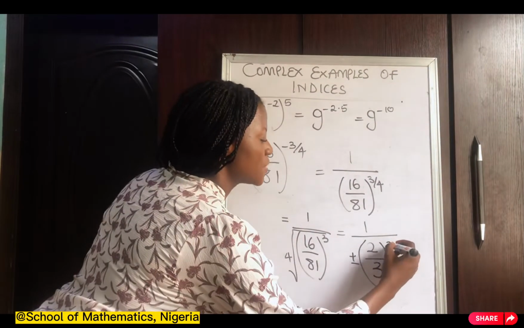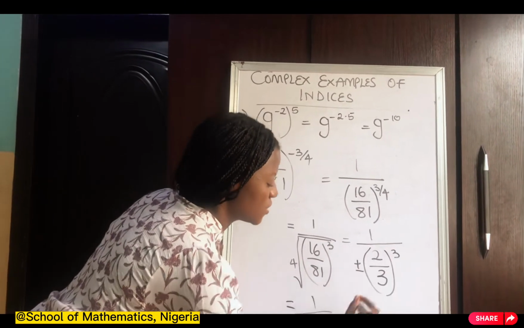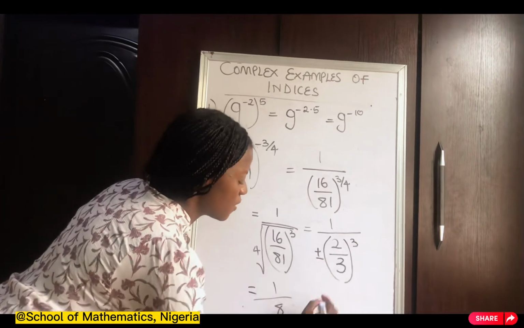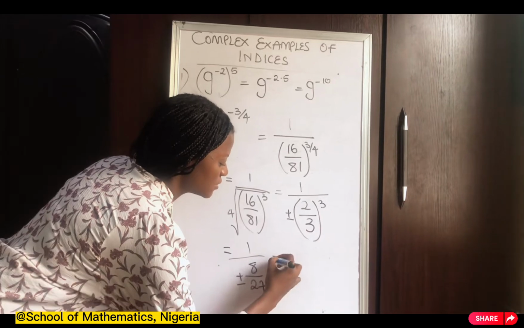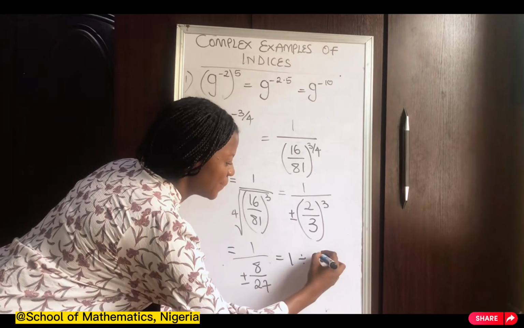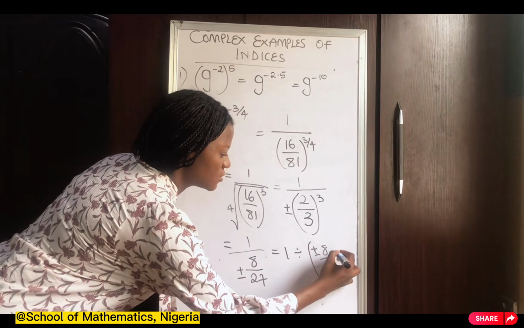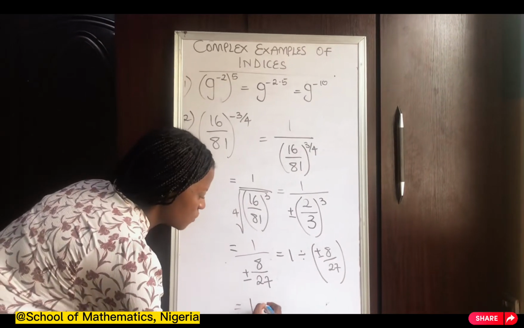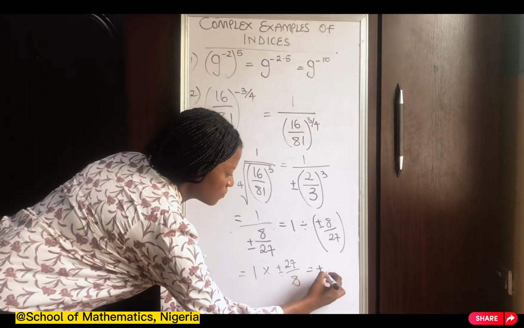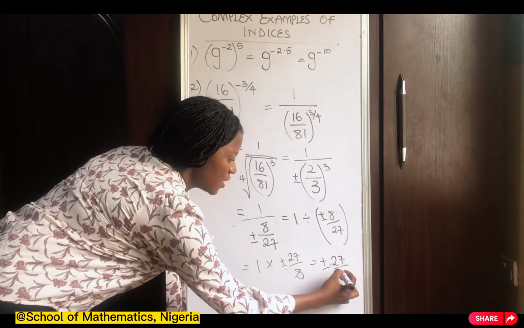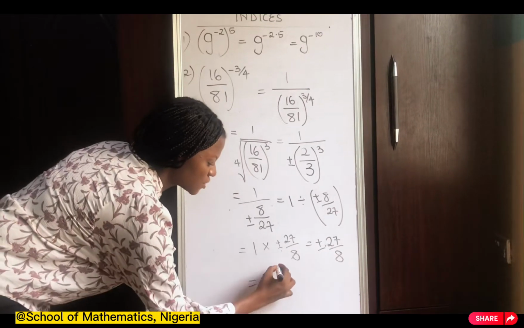And then you have your 3, right? So you have 1 over 3. 2 raised to the power of 3 is what? 8. 3 raised to the power of 3 is what? 27. Don't forget your plus or minus. So this is the same as 1 divided by plus or minus 8 over 27, which is the same thing as 1 times plus or minus 27 over 8, and then you have plus or minus 27 over 8, which is the same as plus or minus... You can now change this to a mixed fraction.